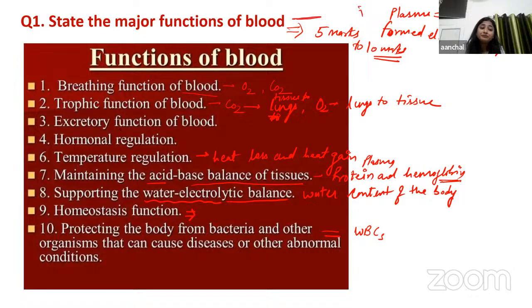For example, if we are talking about the breathing function of blood, you have to answer how it is performing the breathing function. So you will write that hemoglobin is a pigment which is used to carry oxygen and CO2, right? So you have to explain all the functions under these headings, right?